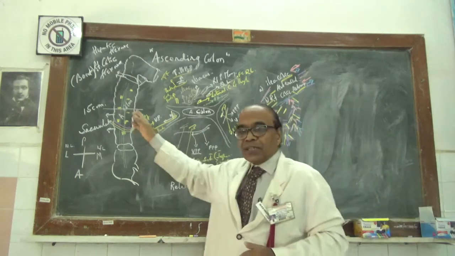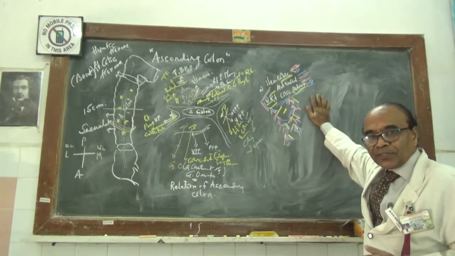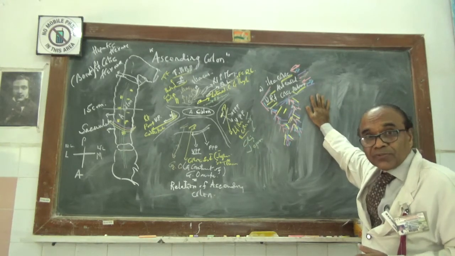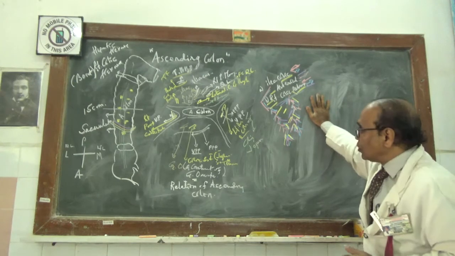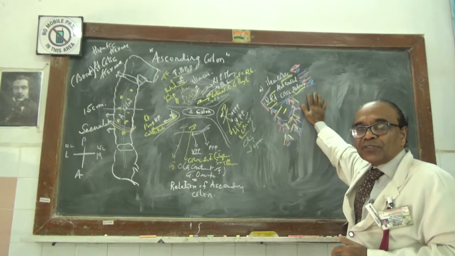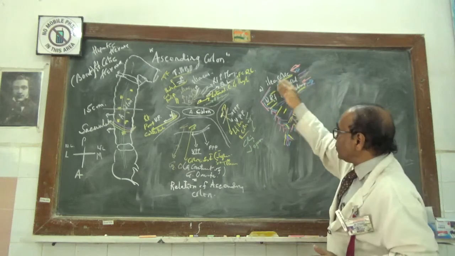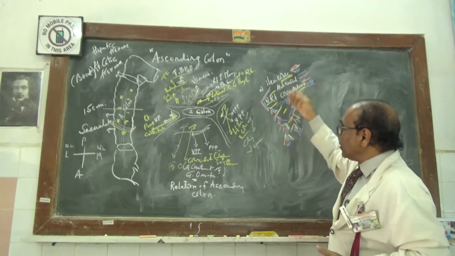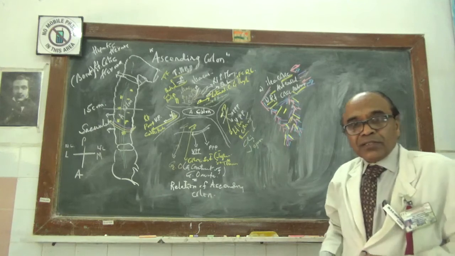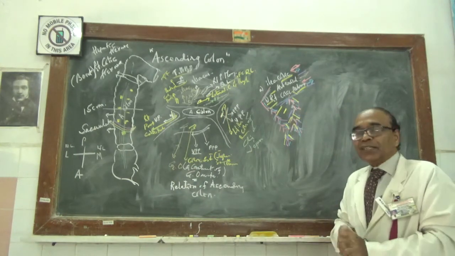Now this autonomic supply at this particular part is definitely by the colonic plexuses of nerves. These colonic plexuses of nerves are derived from the mesenteric plexuses of nerves, which are there in the mesentery. That will have the ileocolic and the right colic plexuses. They will be supplied to this ascending colon.